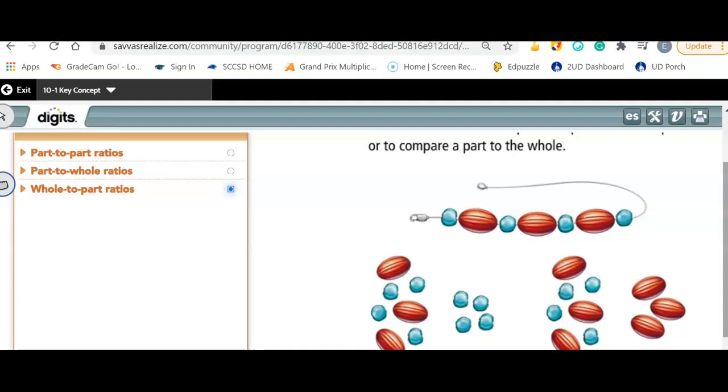Which one? What's your number? 27 animals to 7 monkeys. Awesome. That should be a 3. You are comparing all of the animals to just the 7 monkeys. Are those 7 monkeys included in all the animals? Yes. All right.